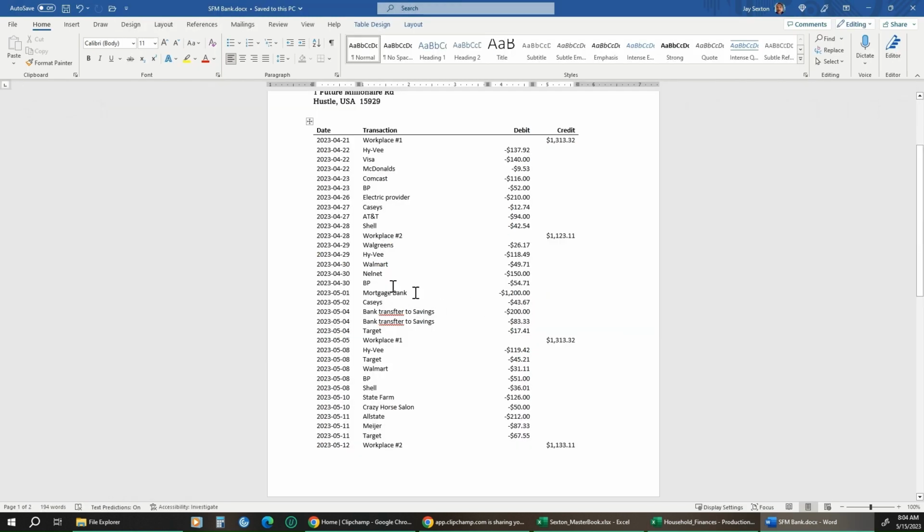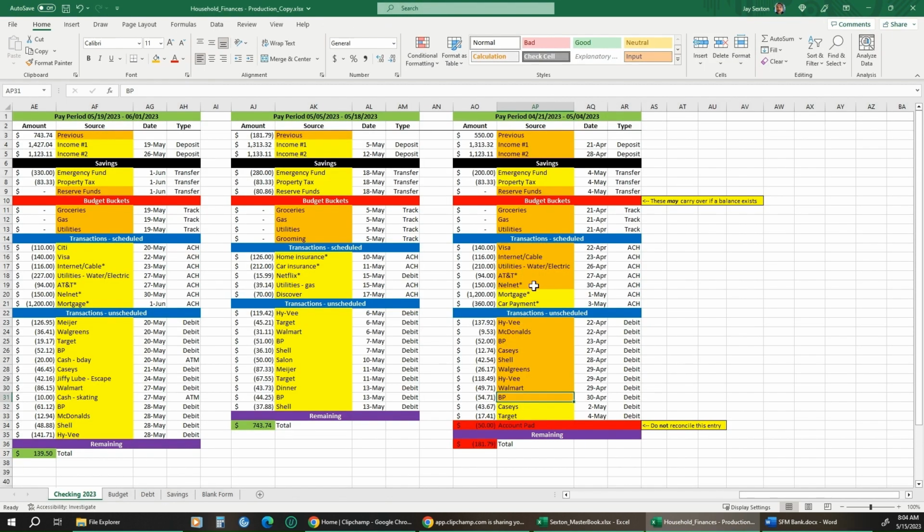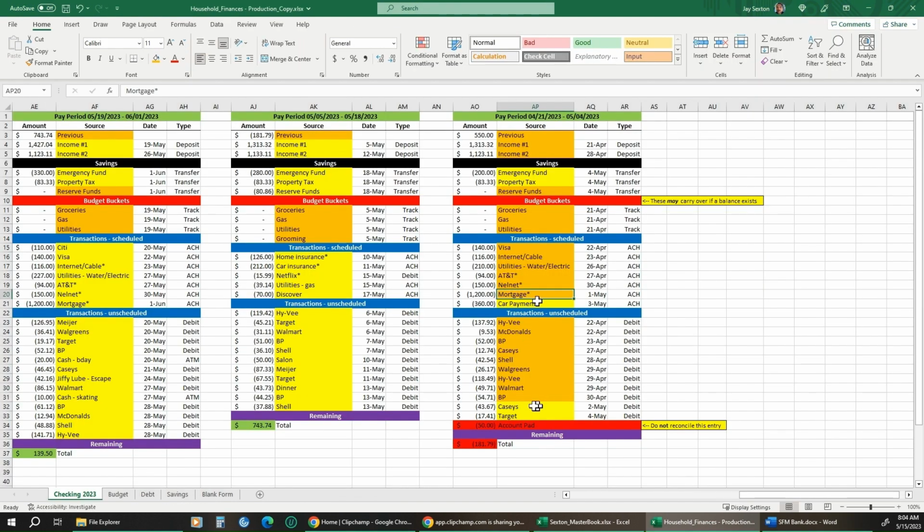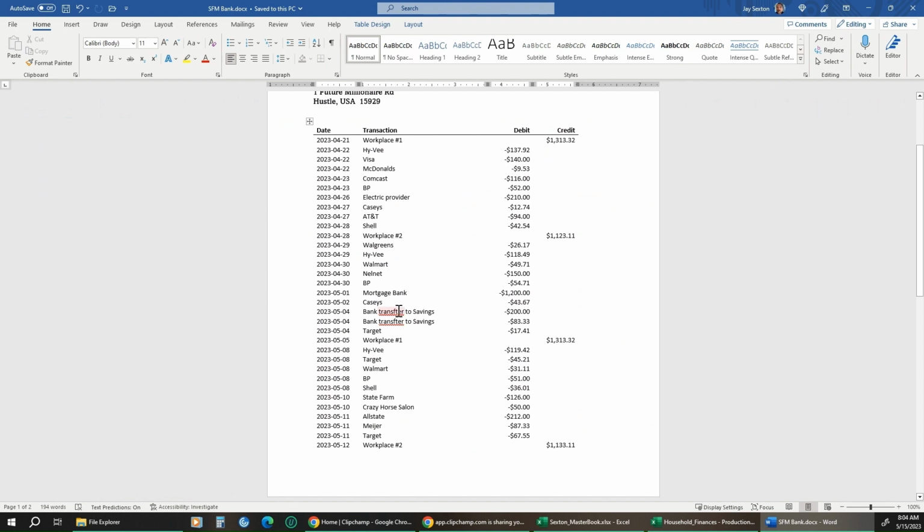Got it. Mortgage bank, whatever the name of your bank is, on the 1st for $1,200. Mortgage on the 1st for $1,200. Got that. Casey's 43.67 on the 2nd. Casey's 43.67 on the 2nd. And oops, let me fix a typo here real quick. Got a T in there for some reason.